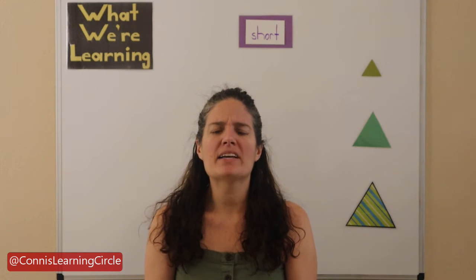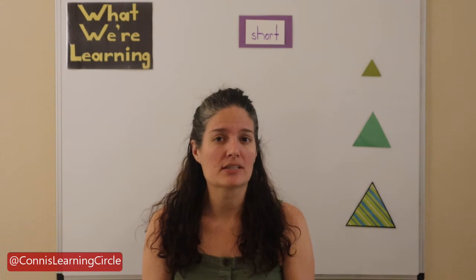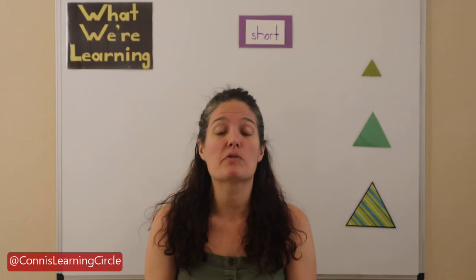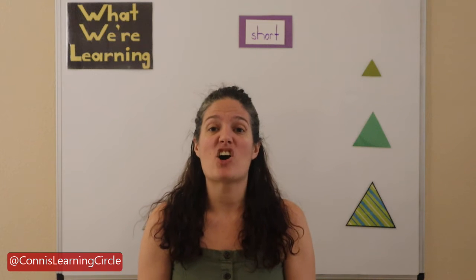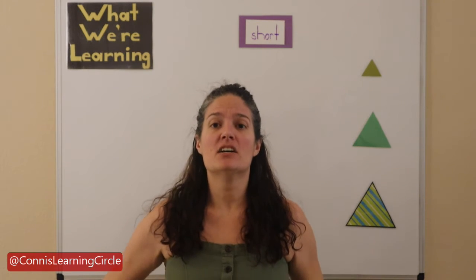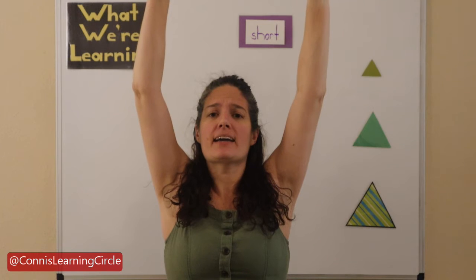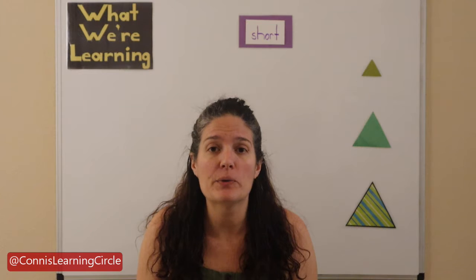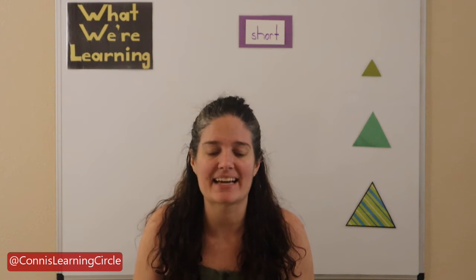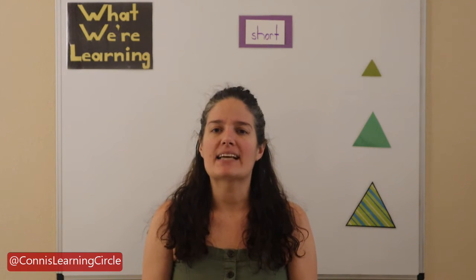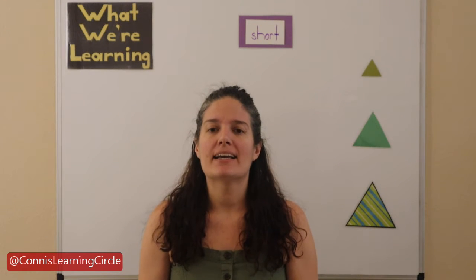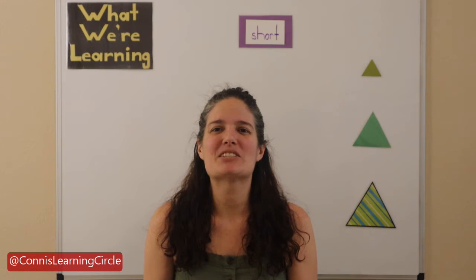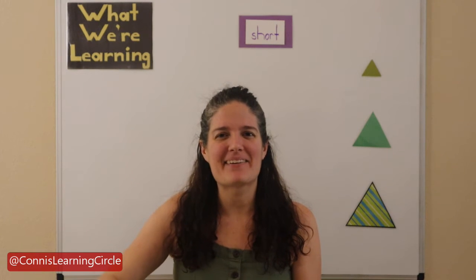Now, when we talk about something that is short, we are talking about something that is the opposite of tall. And remember, opposite means that they are different. So if something is tall and stretches up high into the sky, that means when we're talking about something that is short, it stays down low. It doesn't stretch up high into the sky. So, can you say, when something's short, it stays down low? Ready? When something's short, it stays down low.